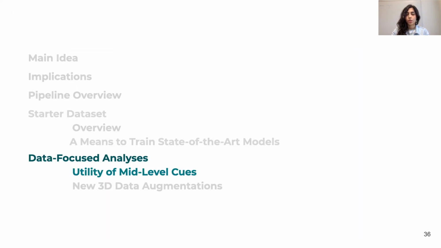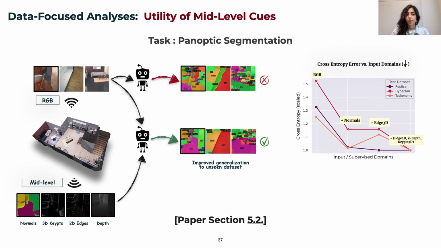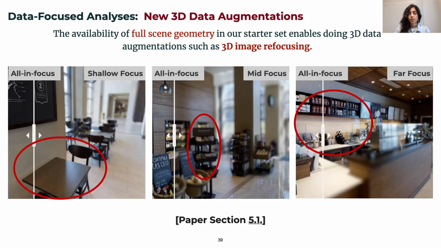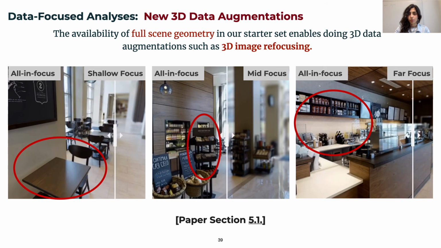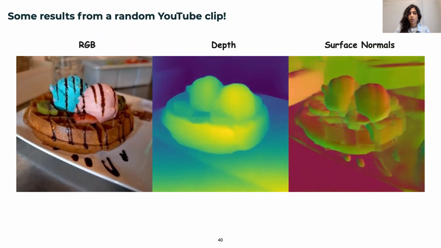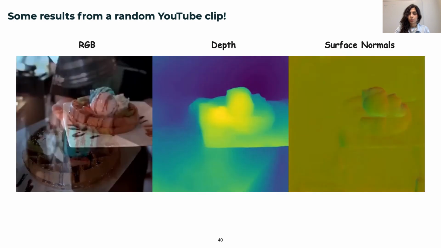Complete control over the data generation process allows us to do things that are beyond the reach of most existing setups. For instance, we show in the paper that using mid-level cues as input can improve the performance in other tasks such as panoptic segmentation. We can do 3D data augmentation such as 3D image refocusing using the full scene geometry available in the generated dataset. Here's the result of our model on a random YouTube clip.